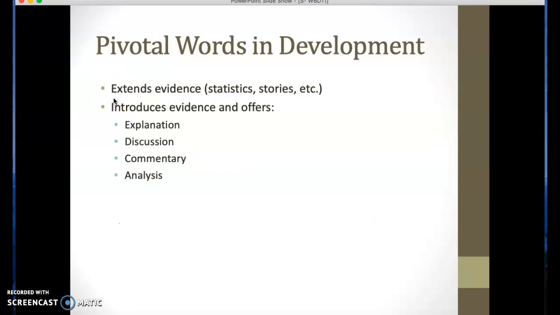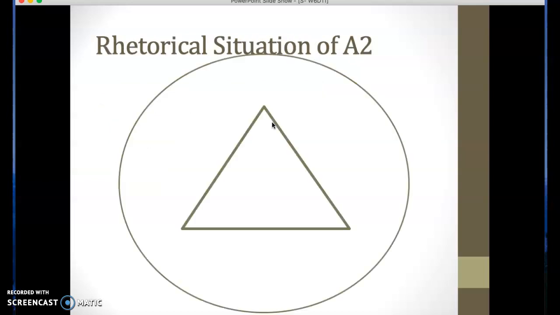So another thing that we want to talk about is pivotal words that are used to aid in developing things for audience. So these are things that extend your evidence or statistics or stories. It introduces the evidence, and it either offers an explanation, a discussion about that, a commentary on it, or analysis. So you're not just dropping in a piece of evidence, you are going further than that and making meaning out of it for your audience using any of these 4 bullets.